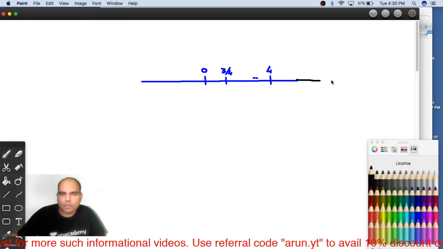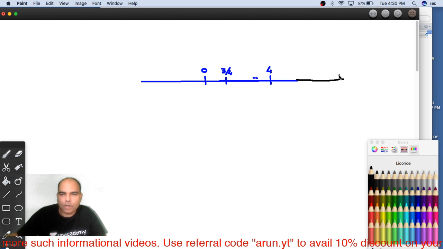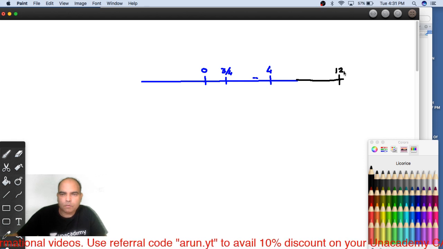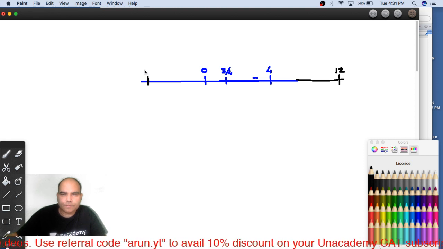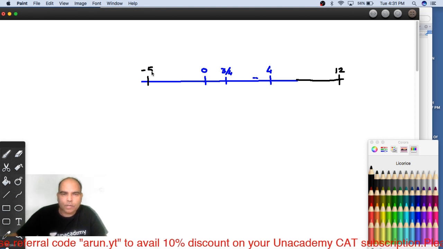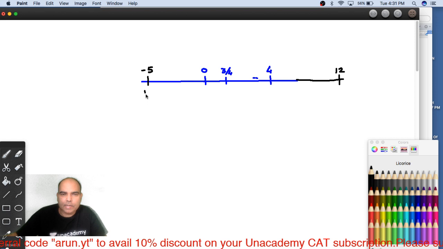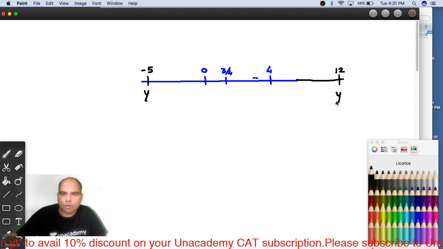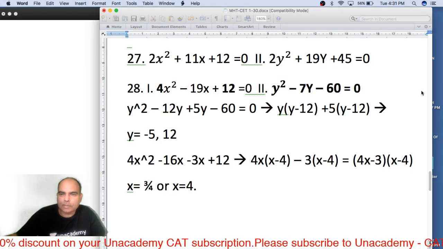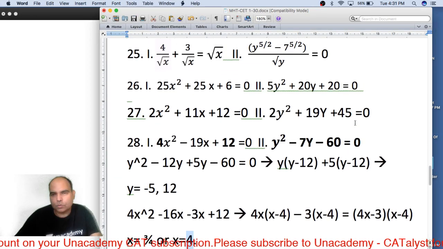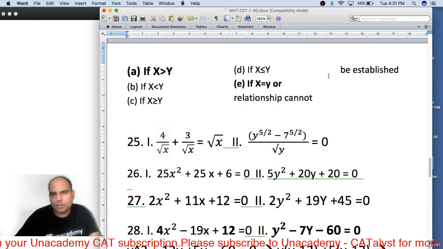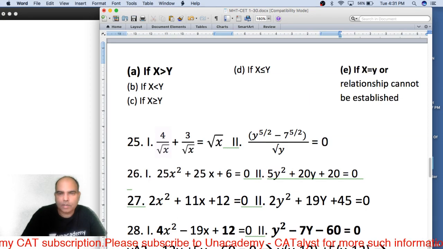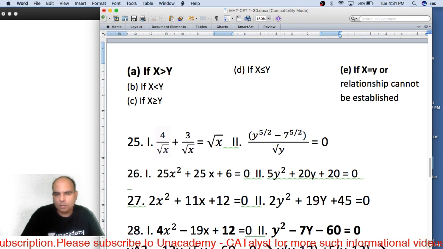So if I carry this forward, my value of y is 12 or minus 5. So in this scenario, I cannot say whether y is larger than x or y is smaller than x. So the relationship cannot be determined in this case, and hence the correct answer to this question is the relationship of x and y cannot be established. This would be the correct answer here.